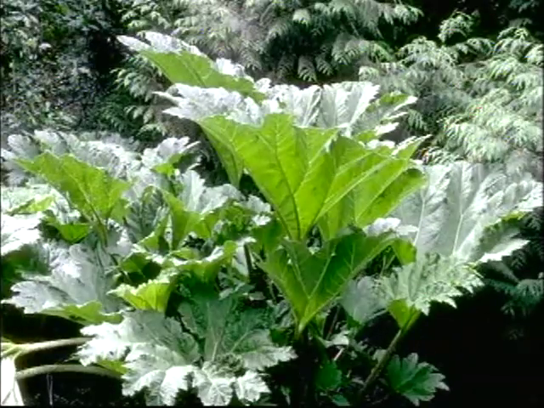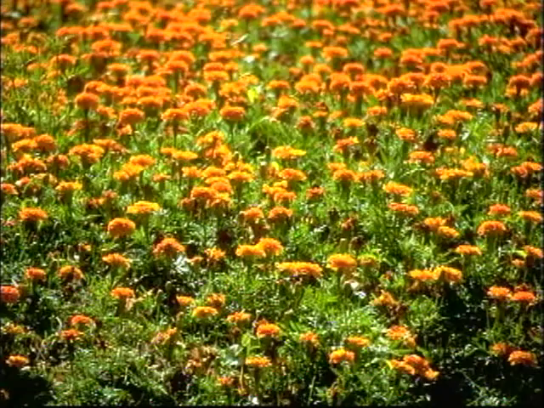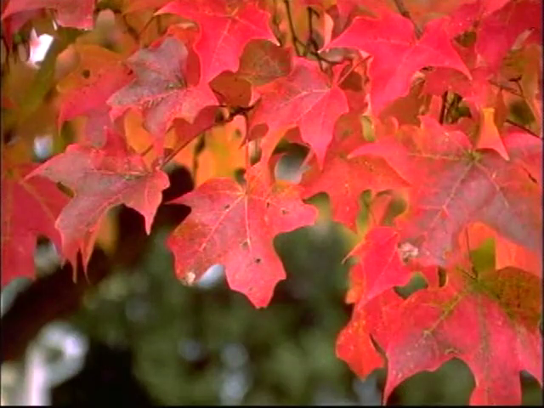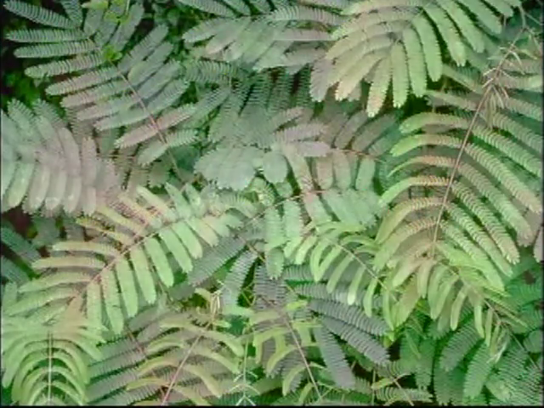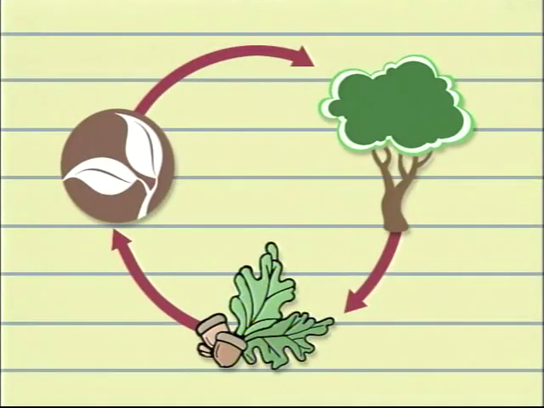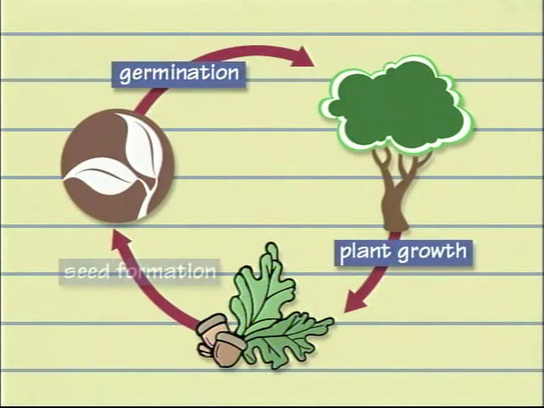Plants, just like other living things, have a life cycle. Some plant life cycles can be completed in 1 year. Some plants take longer. But no matter how long a plant's life cycle, all seed plants go through the following cycle of germination, plant growth, seed formation, and scattering.